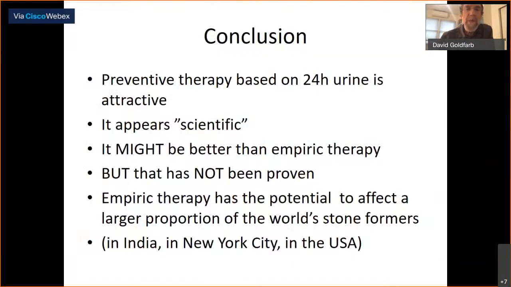So my conclusions were that preventive therapy based on the 24-hour urine collection is attractive. It appears scientific. It might be better than empiric therapy, but it really hasn't been proven. There's really a lack of data on this subject. Empiric therapy has the potential to affect a larger proportion of the world's stone formers in places where 24-hour urine collections are not available. That's most of India. It's parts of the healthcare program in the United States, and New York City in particular. Next slide. That's my last slide.